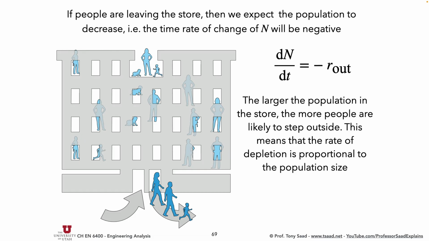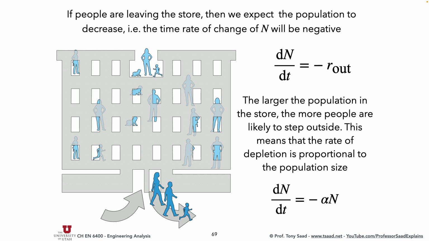So in other words, what I'm trying to say here, this rate of people leaving out is not a fixed number. It's usually a function of the population inside the store. So it could be proportional directly to n. It could be like 5 times n, or like 0.1 times n, or it could be 0.1 times n squared, or square root of n, right? But it will depend on n. In one way or another, it should depend on n.